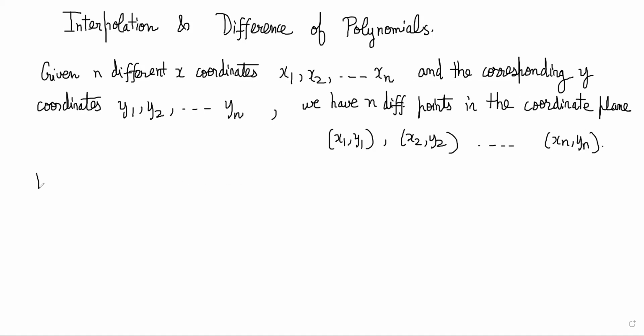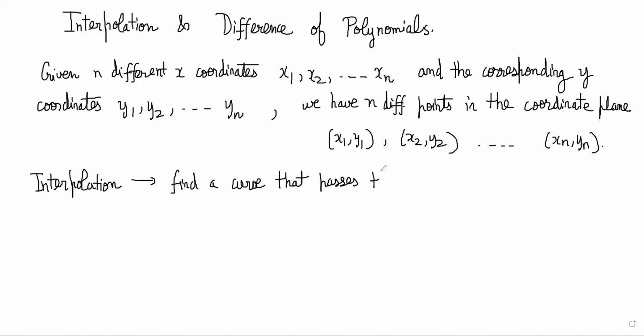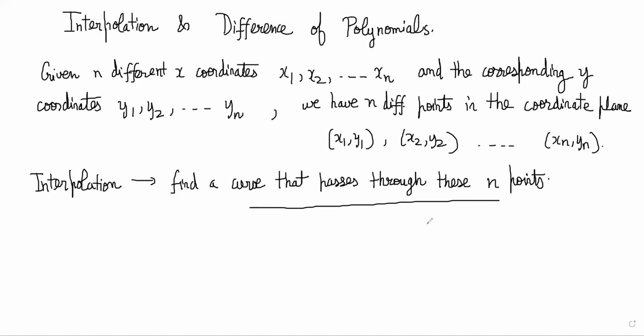The interpolation problem is basically to find a curve that passes through these endpoints. So that is the idea of the question. Now, obviously, there are an infinite number of possible curves that will satisfy these conditions, infinite number of possible curves like this.